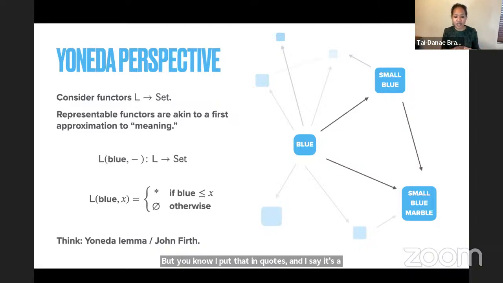In particular, there's nothing about the distributional information here. This is just kind of yes or no, bare bones, but it's a good start. So this is kind of like the Oneida perspective. When I see representable functors, I kind of think of the network of ways that that word fits into its environment. So it captures something of that.